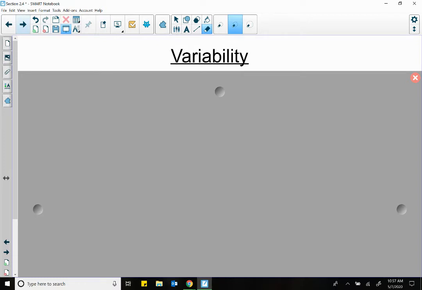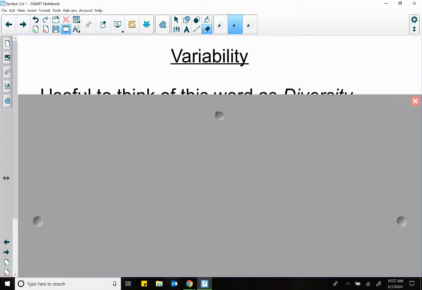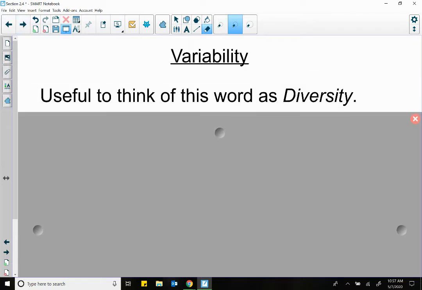So there's that. That's mode. Really, really straightforward, I promise you. Variability. Now, in here, when we talk about variability, I want you to think about the word diversity. In other words, when we talk variability, do I only have like two answers? Do I only have like two categories? That's not a lot of variability. Or do I have multiple categories?